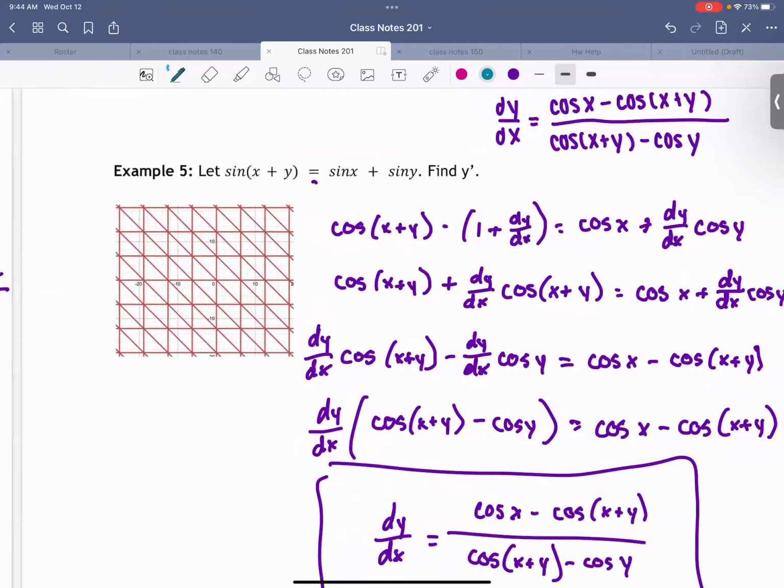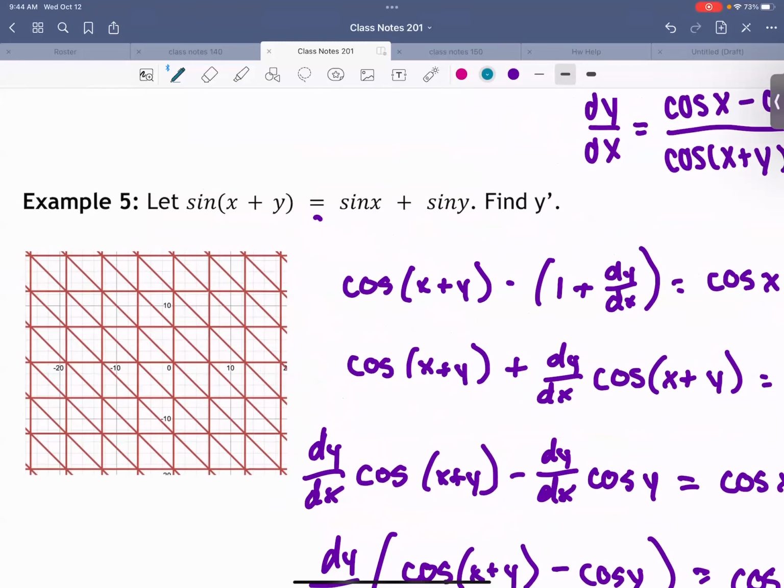This one, let's just talk about strategy before we go through the answer. On the left-hand side, we have sine of x plus y. What rule do you think we're going to use there? Chain rule, right? Because we have an inside and an outside. So this is an example of the chain rule. And on the right-hand side, it looks like there's nothing being multiplied or something on the inside and something on the outside. So we're just going to take the derivative normally on the right.